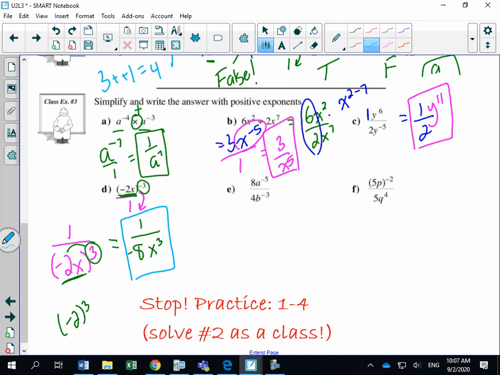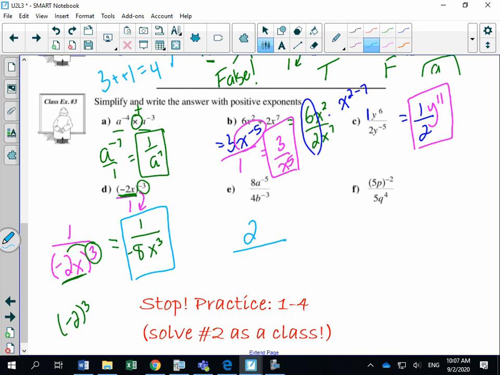Sometimes students will say to me, well, don't I have to move this -8 up here? And I'll say, no, this -8 is the coefficient in front of your x cubed, but this -8 is not an exponent. We only ever move negative exponents. E. 8 divided by 4 is 2.